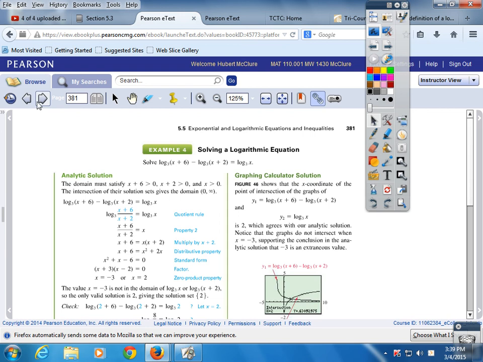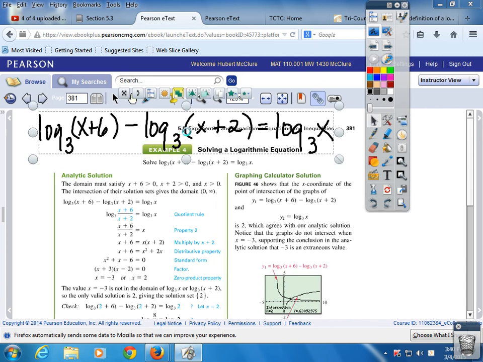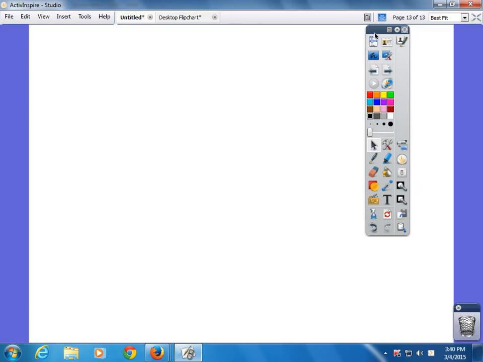All right, let's take this example right here. I'm going to write it down and get it on the page. Log base 3 of x plus 6 minus log base 3 of x plus 2 equals log base 3 of x. Okay?